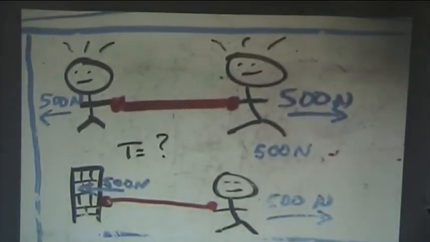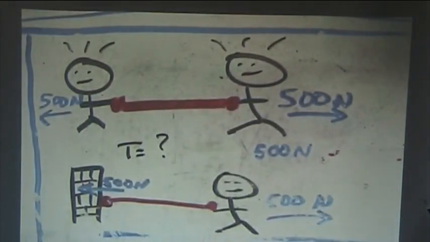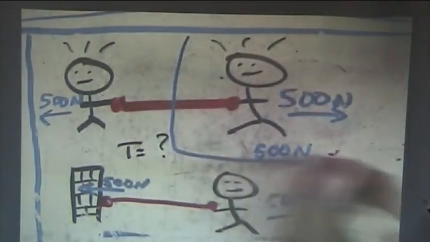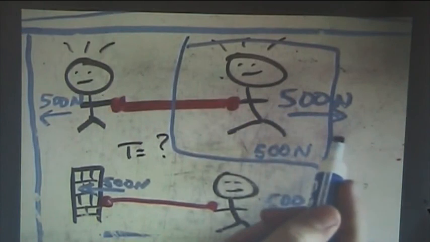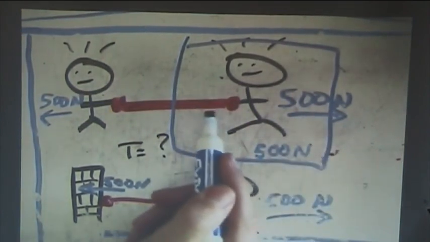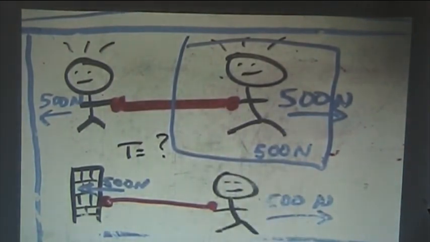Tension is the force with which the rope pulls on either person. And if you want to consider that, you've got to isolate the person. Their force pushing against the ground, the rope's force pulling against them, the tension in the rope is going to be 500 newtons.